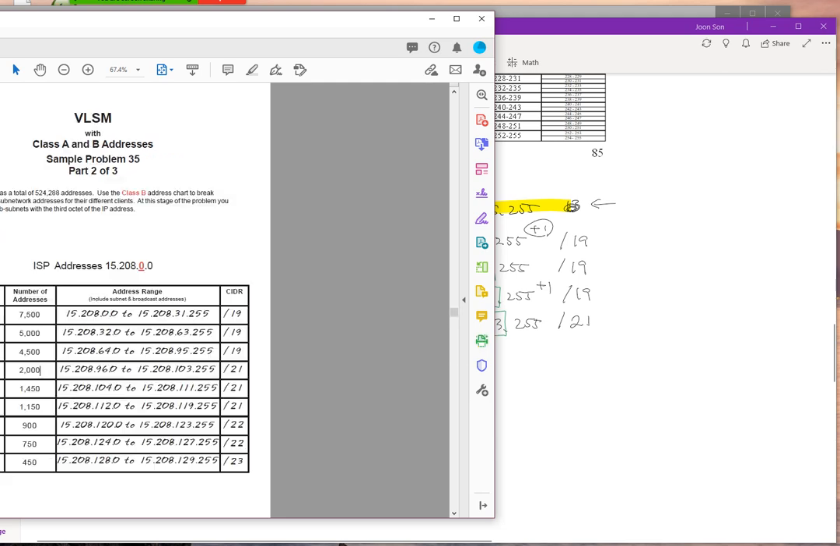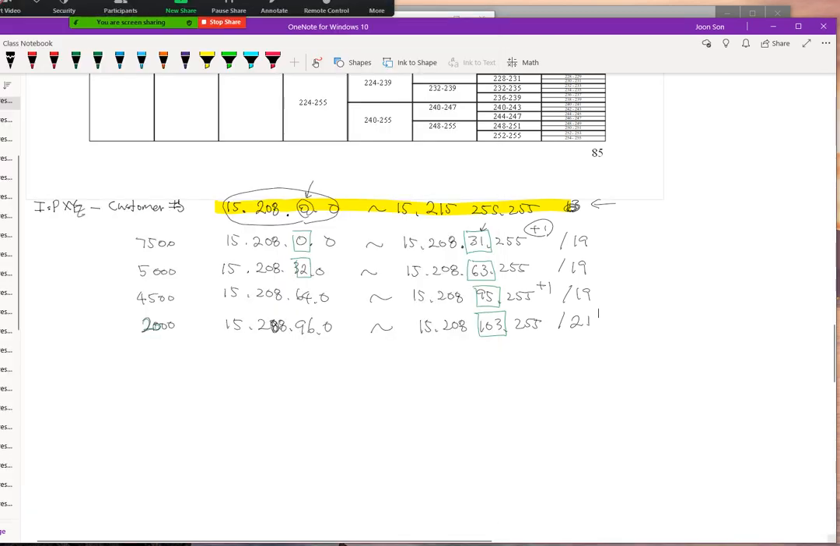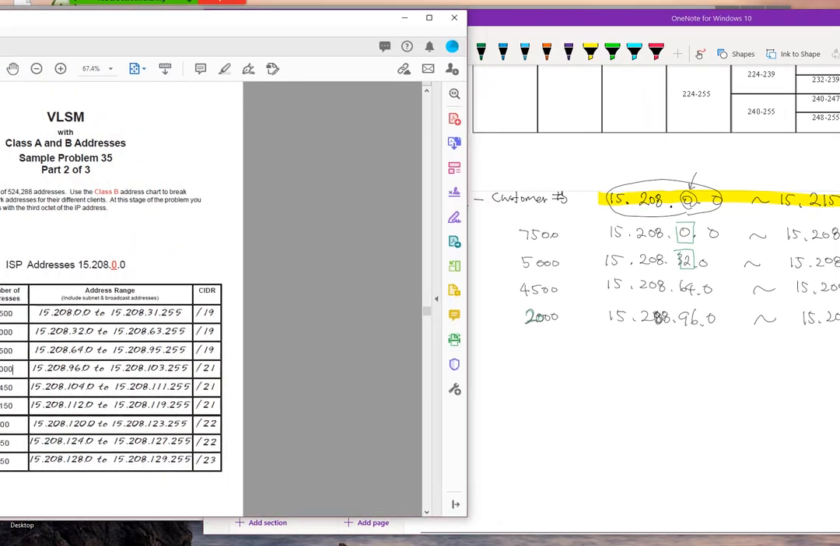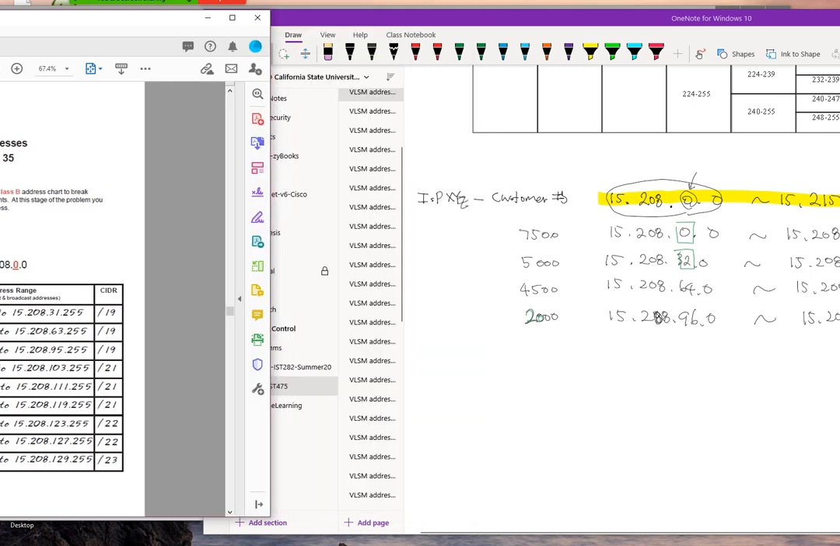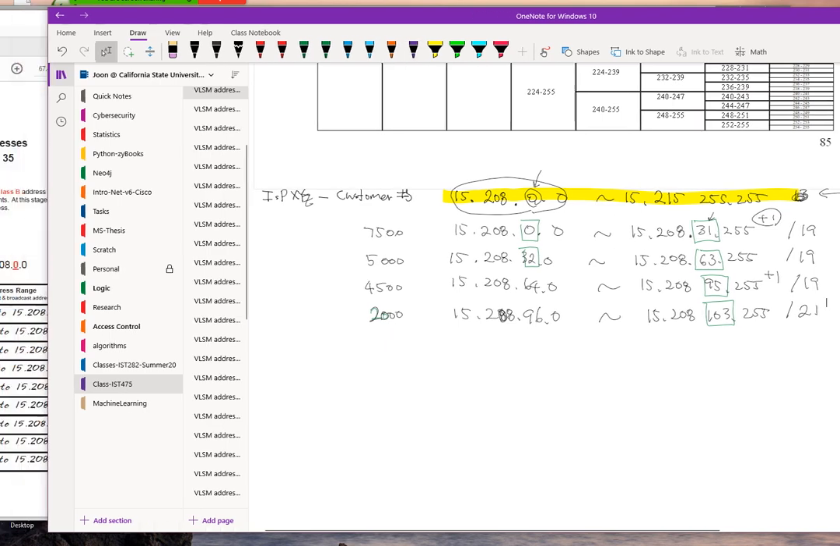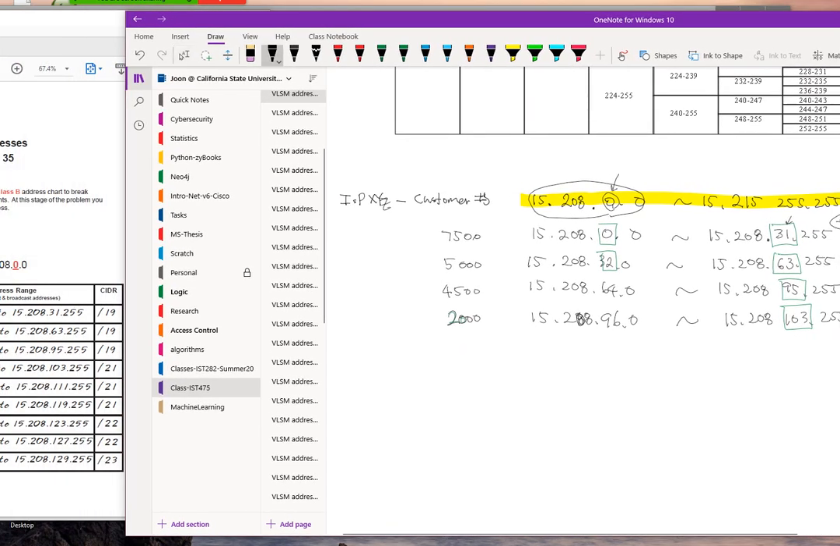Okay, so let me just finish writing down this solution. Okay. And then 2000, and this is client number 4, and then client number 5, client number 6, client number 7, and then client number 8, right?